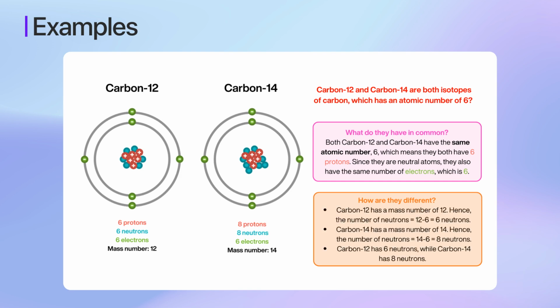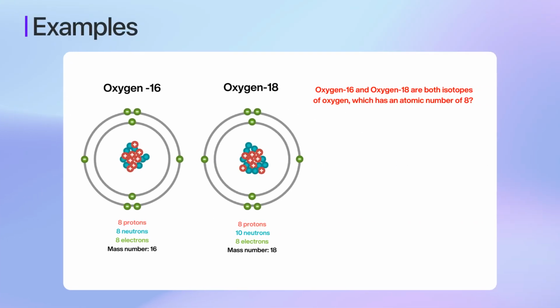However, carbon-12 has a mass number of 12. Hence, the number of neutrons would be 12 minus 6, which equals 6 neutrons. Thus, we know carbon-12 has 6 neutrons, while carbon-14 has 8 neutrons. Let's look at another one.